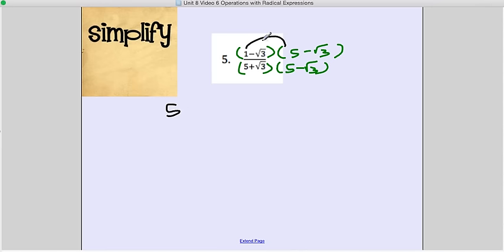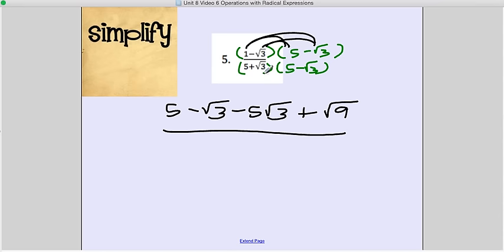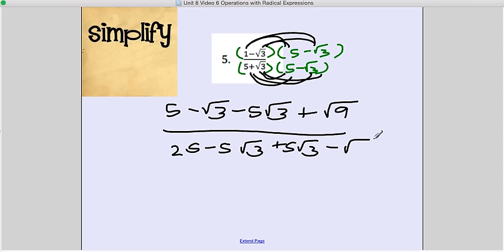So we have 5 minus square root of 3 minus 5 square root of 3. Negative times negative will be plus square root of 3 times 3 is 9. All over 25 minus 5 square root of 3 plus 5 square root of 3. And then minus square root of 3 times 3 would be square root of 9. And now simplifying, this is really 3. These cancel. This is really 3.